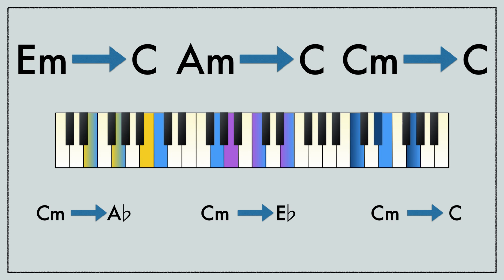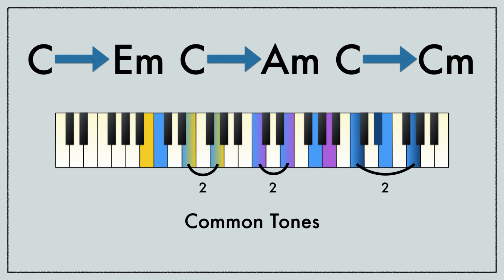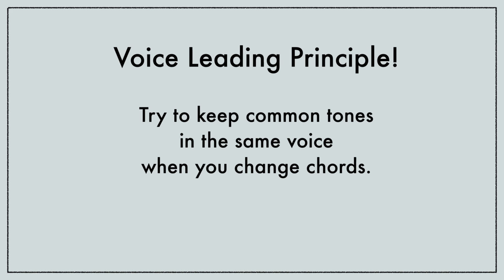Note that we could have different but related progressions by starting on the minor chords instead. I hope you notice that these 3 progressions do something else besides steps. Each ending chord shares 2 common tones with C major. Another principle of smooth voice leading is keeping the same note in the same voice when you can.